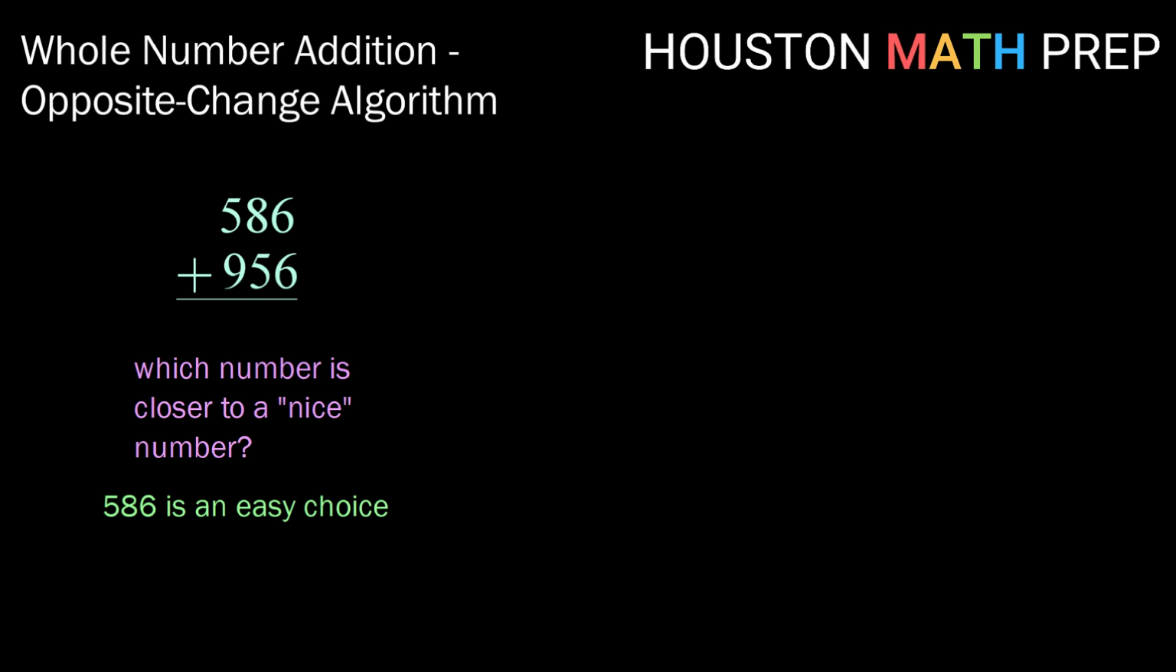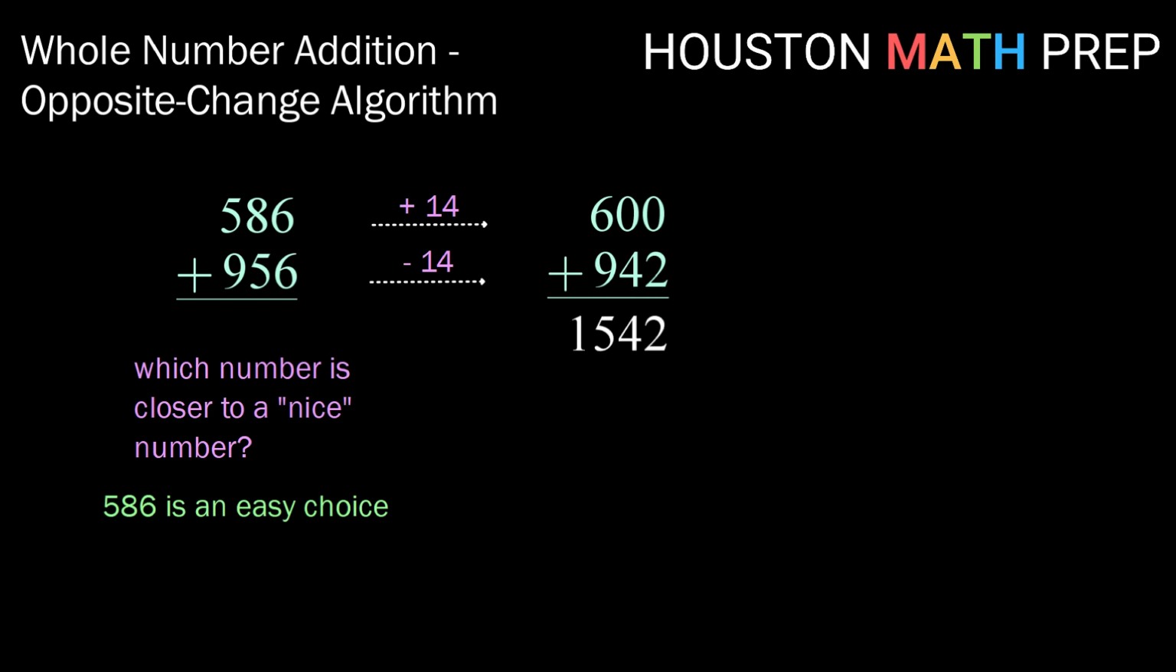586 to be 600. So what would we have to do to get 586 to be 600? Well, we'd be adding 14. So here we're going to need to do the opposite change to 956, or subtract 14. If we do that, 586 plus 14 gives us 600, and 956 minus 14 gives us 942. Now we've got something we can add pretty quickly and get 1,542.